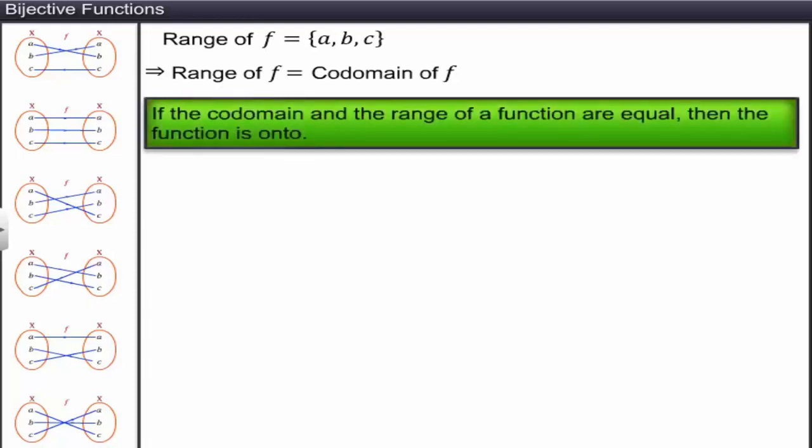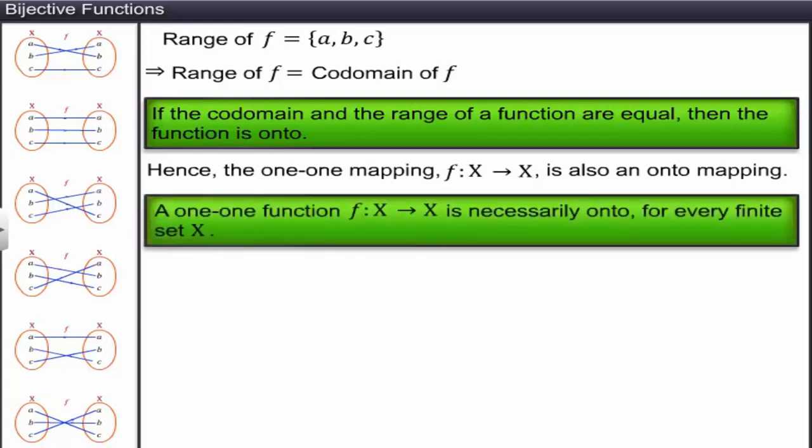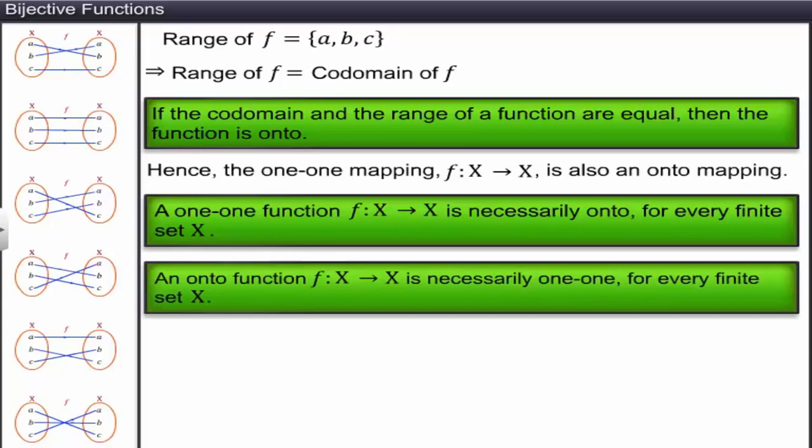Recall that if the codomain and the range of a function are equal, then the function is onto. Hence, the 1-1 mapping defined from X to X is also an onto mapping. More generally, for a finite set X, a 1-1 function f from X to X is necessarily onto. Also, an onto function f from X to X is necessarily 1-1 for every finite set X. Let's prove it.